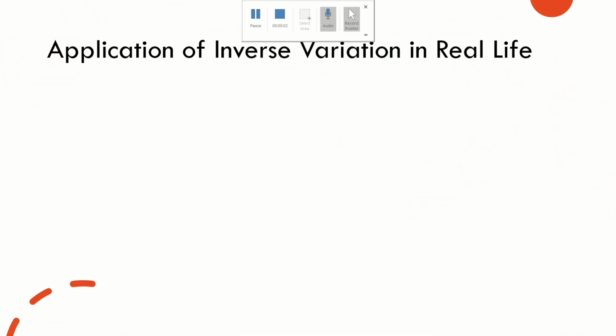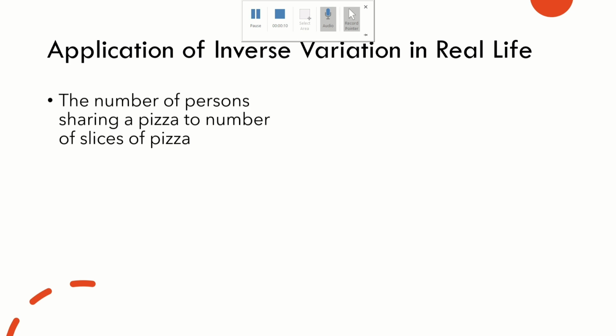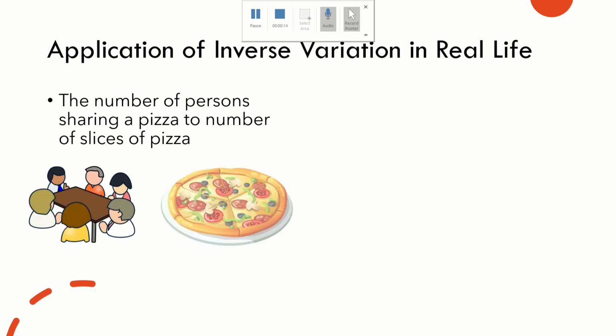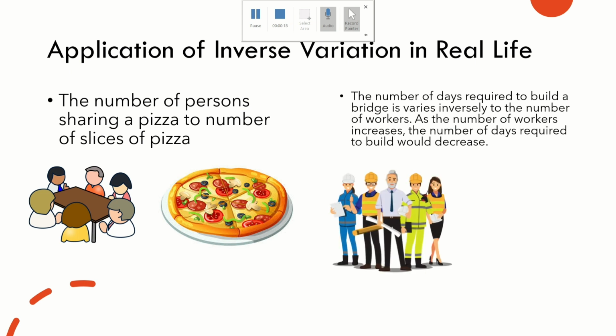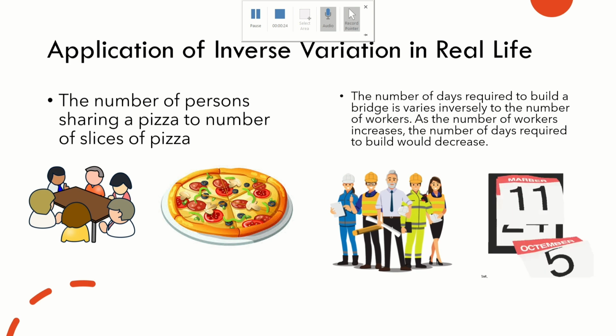For our last slide, I have here some applications of inverse variation in real life. Number 1 is the number of persons sharing a pizza to the number of slices of pizza. Next is the number of days required to build a bridge varies inversely to the number of workers. As the number of workers increases, the number of days required to build will decrease.